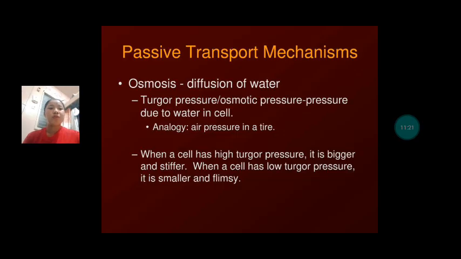Passive transport mechanism: osmosis, the diffusion of water. Turgor pressure, or osmotic pressure, is the pressure due to water in cells. An analogy is air pressure in a tire. When a cell has high turgor pressure, it is bigger and stiffer. When a cell has low turgor pressure, it is smaller and flimsy.